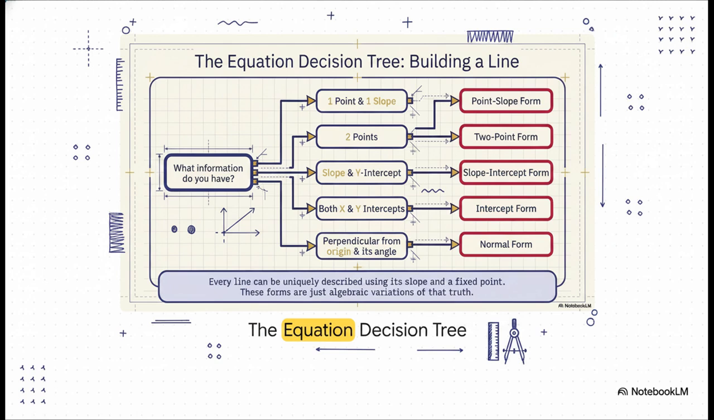With slope securely in our toolkit, we arrive at the master blueprint of this entire explainer, the equation decision tree. You see, you never need to arbitrarily guess which equation to use. It purely depends on what specific information you currently hold in your hand. Got a slope and a y-intercept? Grab the slope-intercept form. Just have two random points? Grab the two-point form. Every single form you see here uniquely describes a line. They are literally just different algebraic tools to arrive at the exact same geometric truth.